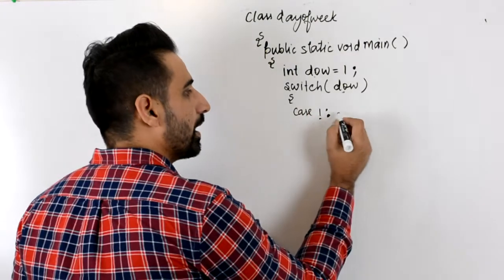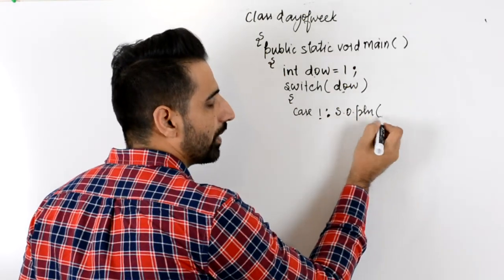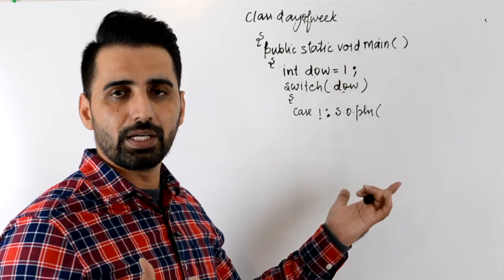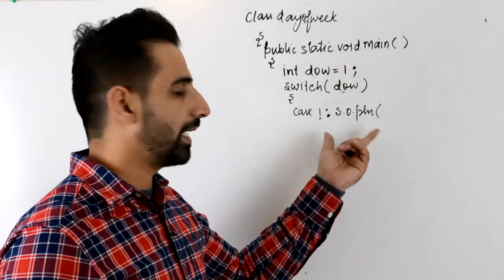So case 1, if a user enters 1, then we write System.out.println, which you have to write in Java. When you write this program on a computer, we have to write System.out.println, but I'm writing just a short form.